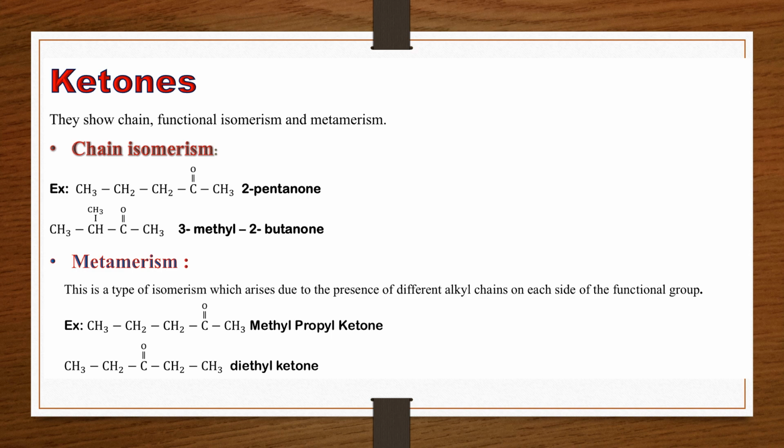2-pentanone and 3-methyl 2-butanone. CH3CH2CH2C=OCH3 is 2-pentanone, CH3CH(CH3)C=OCH3 is 3-methyl 2-butanone. One has a straight chain and the second one has a branched chain structure. So there is a difference in their structures and hence they are called chain isomers, but their molecular formula remains the same.